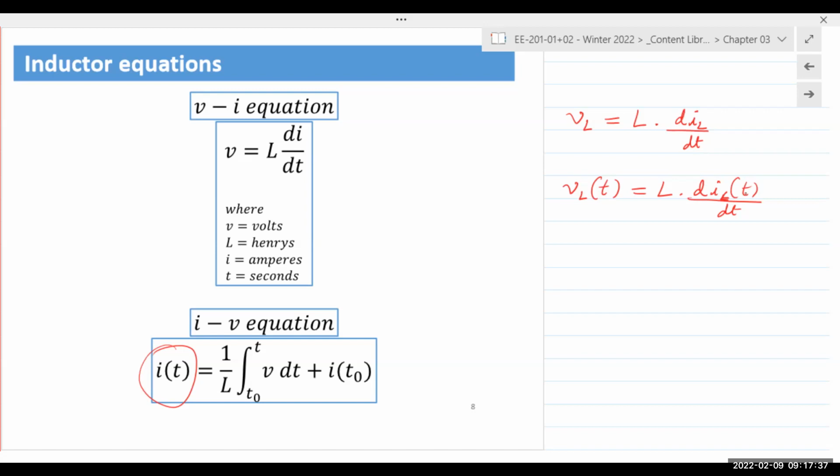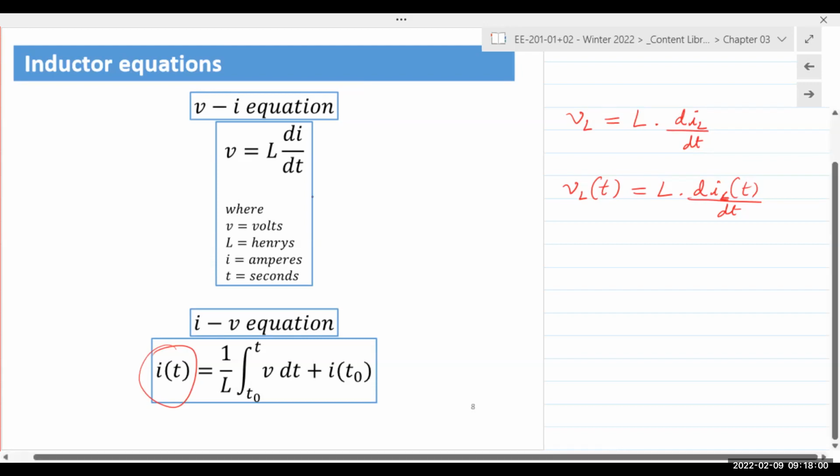Okay. And when we get to capacitors, you will see the capacitor VI equation is exactly the same, except the V and I are interchanged. Capacitor current is given by the derivative of the voltage. So I is C dV over dt. And you will see that in just a few slides.